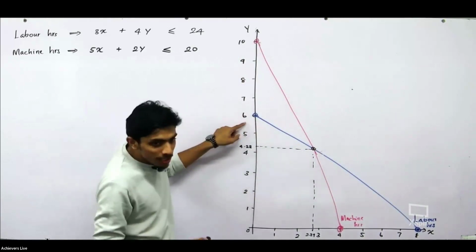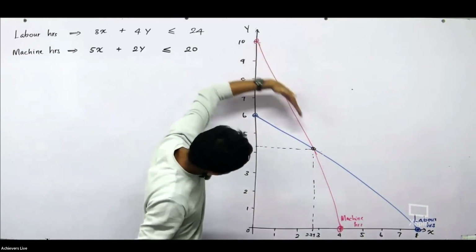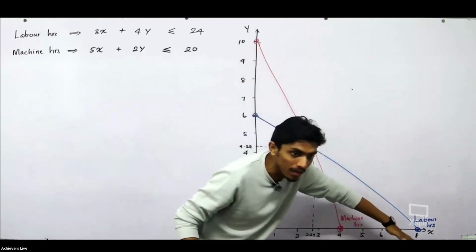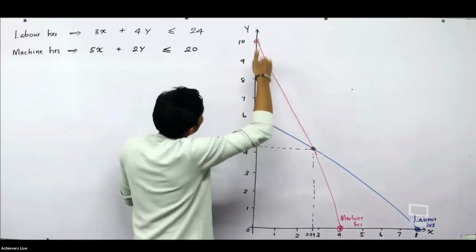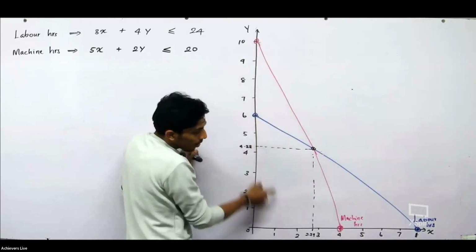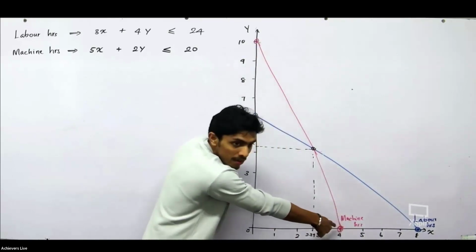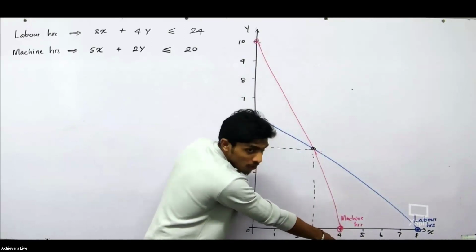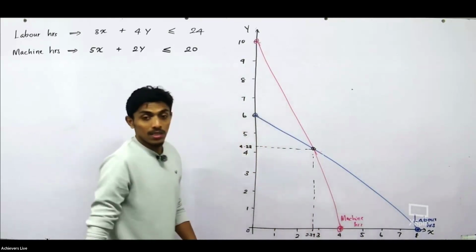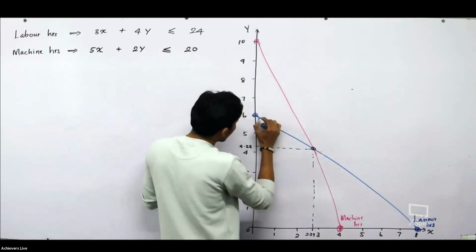Can you produce 6 units of X? Yes, machine hours is also there. Here, see, this is the machine hour line. This is the labor hour line. So at this point, you have unlimited machine hours, but labor hours up to this point it will be there. Can you produce 8 units of X? You can't. Why? Because the machine hours are limited. Can you produce 4 units of X? Yes, you can produce 4 units of X. So these are the feasible points.